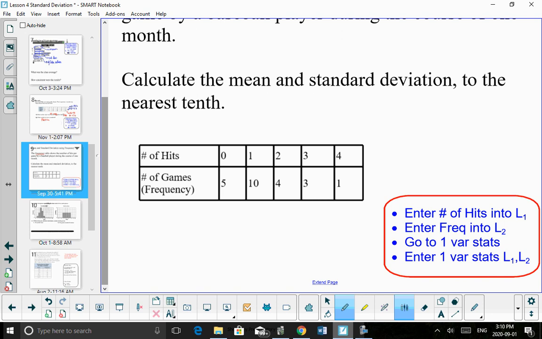So in 5 games, 1 month, he had no hits. In 10 games, he had 1 hit. In 4 games, he had 2 hits. 3 games, he had 3 hits. And in 1 game, he had 4 hits.